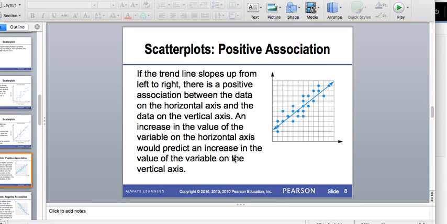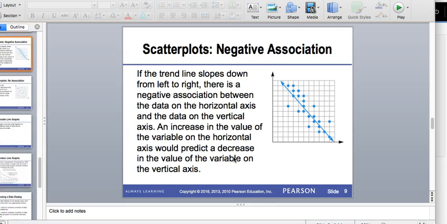A positive association is when the data moves upward. So it says if the trend line slope is up from left to right, there is a positive association between the data on the horizontal axis and the vertical axis. An increase in the value of the variable on the horizontal axis would depict an increase in the variable on the vertical axis. So we saw that with the homework. The more time was spent studying, the higher that quiz score was, and so that gave us that positive trend. If we're looking at data where the points are going in a downward direction, that's going to give us a trend line with a negative slope.